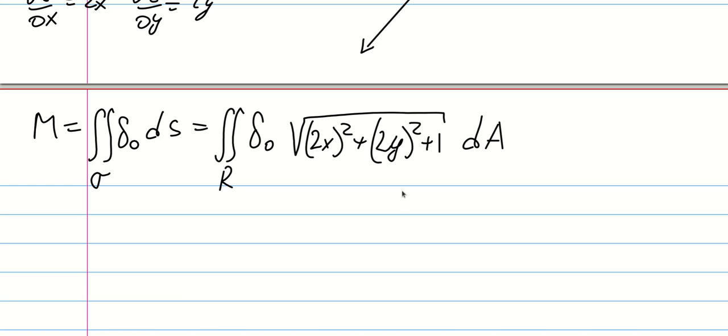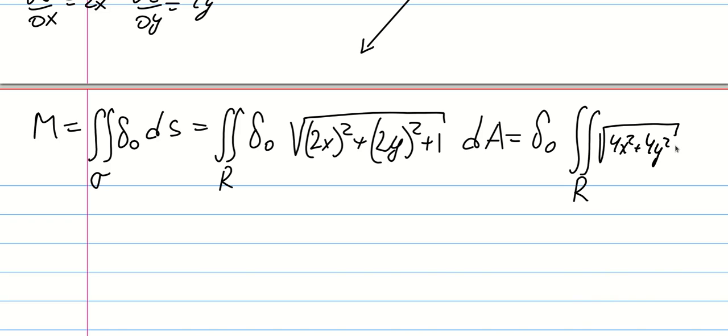Okay. And so basically we need to calculate this integral, because this is a fixed density, we can move it outside, and it's going to be the square root of 4x squared plus 4y squared plus 1 dA. That's what it's going to be.